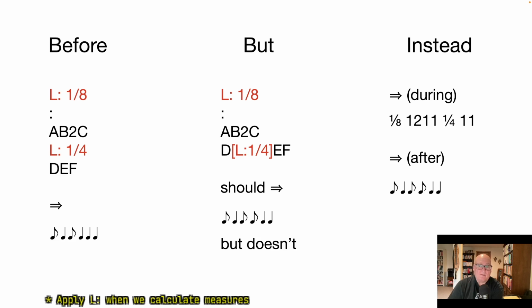We sort of do this already for measures. You could have bar lines that separate these things into measures, and we don't try to interpret that as we go. We just do that at the end. So I'm going to do the same. I'm going to augment the measure stuff with note duration calculations.